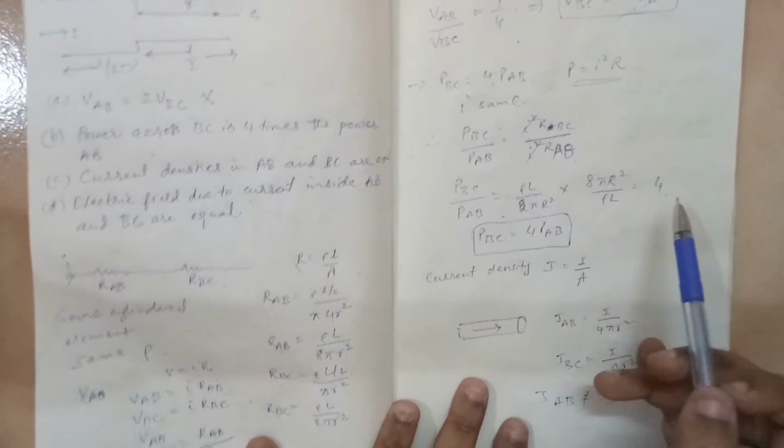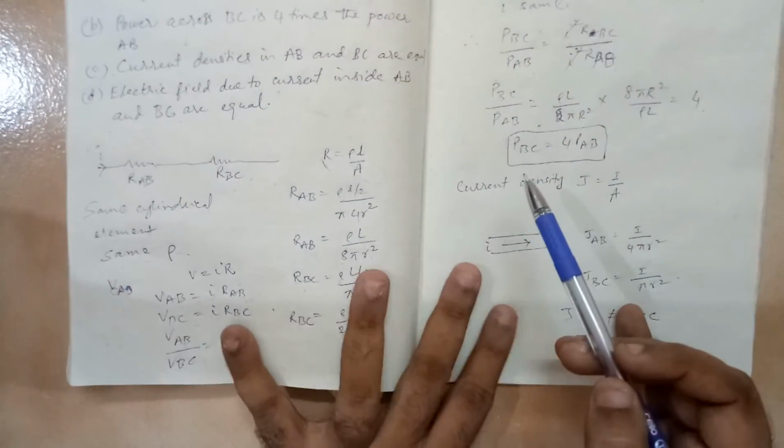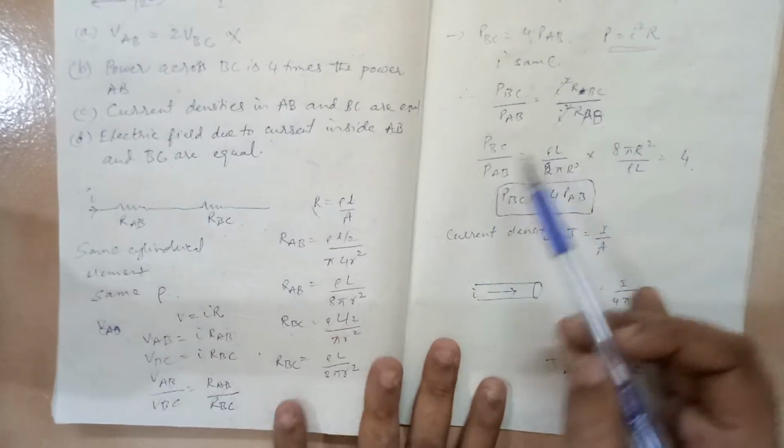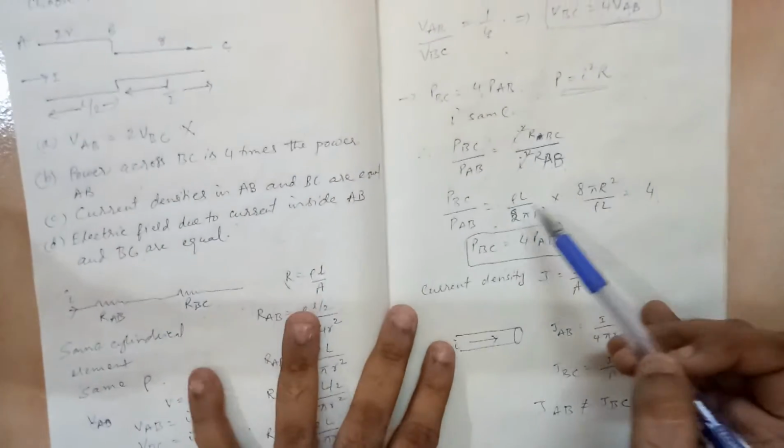So here, in the previous one we had done RAB by RBC. Here it is RBC by RAB. So this value was 1 by 4, so this will be 4. Or you can put the values also.